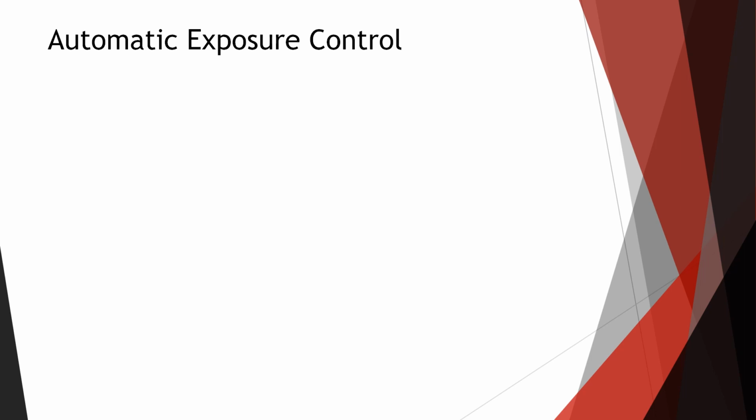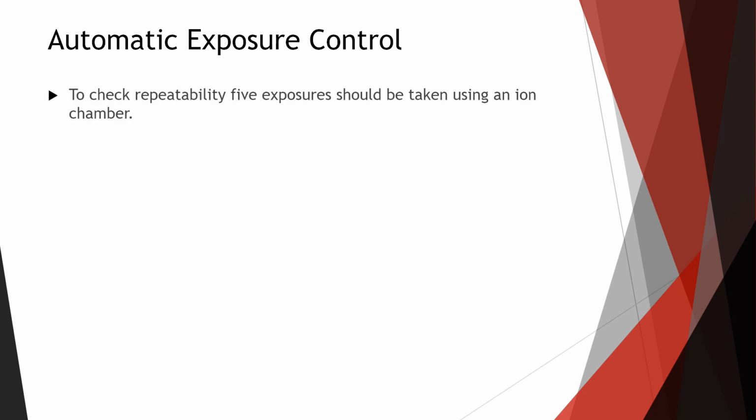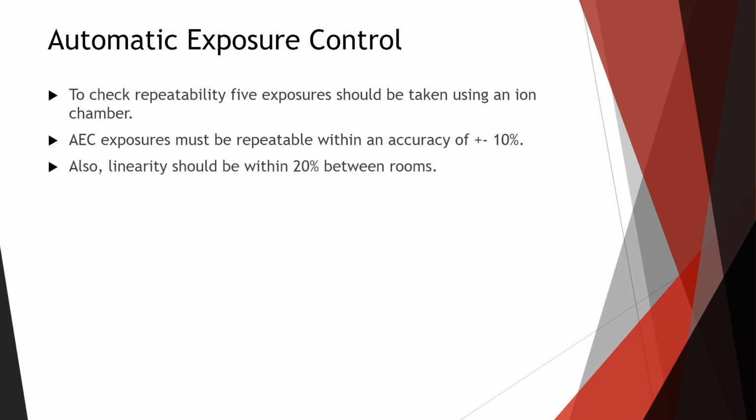Automatic exposure control. To check repeatedly, 5 exposures should be taken using an ion chamber. So to check the automatic exposure control, you take 5 exposures with the ion chamber. The AEC exposures must be repeatable within an accuracy of 10%. Also, linearity should be within 20% between the rooms. So in a facility, if you're testing different rooms, the linearity of the automatic exposure control should be within 20% from room to room. Each exposure should be within 10% accuracy.